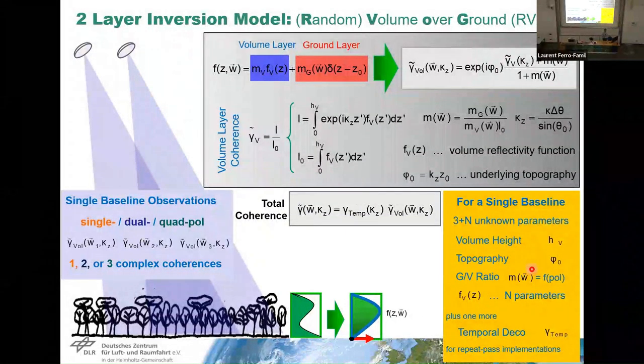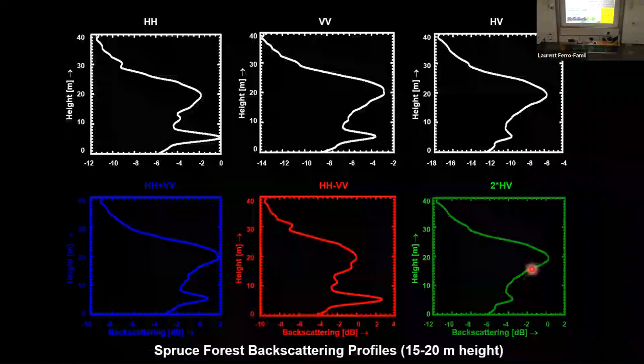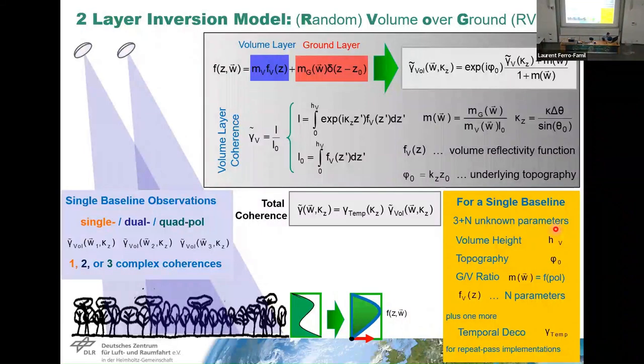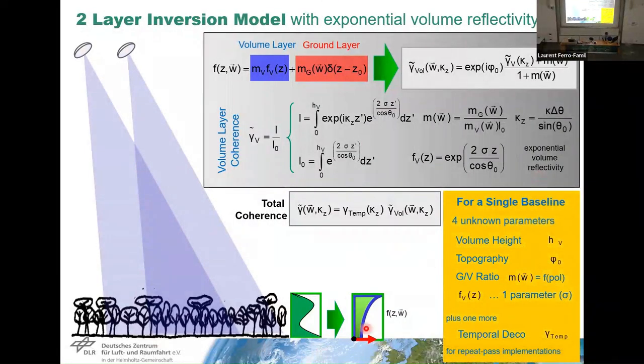And in a quad pol case, you have 6 measurements. How many parameters can you spend for the volume? So you have 6 measurements, 5 unknowns, then you can spend 1 parameter more to model the volume. And this is why what you do, it's basically you parameterize your volume as an exponential. So it's an attenuation. So this means then you have 1 parameter only. And at this point, you have a balanced problem. Even with a single baseline, quad pol acquisition, you can invert height.